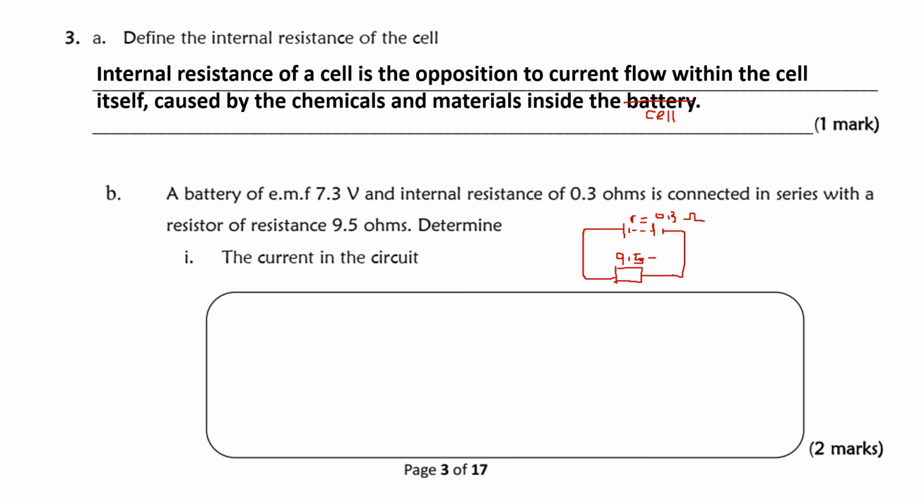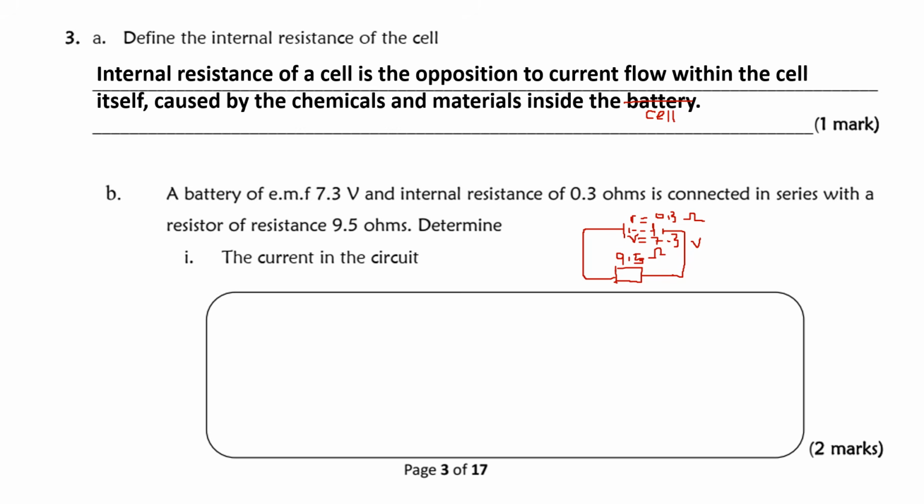But this battery is capable of giving us a voltage, a potential difference, or an EMF of 7.3 volts. That's the scenario. That's what the diagram is telling us. I mean, the statement.